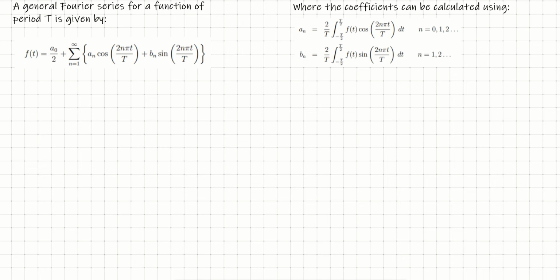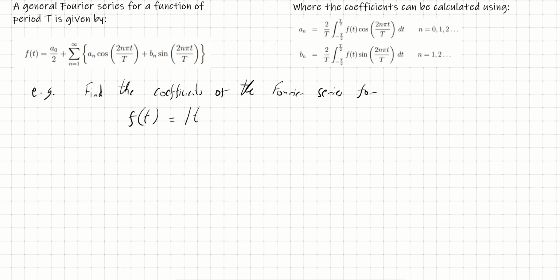Our example will be to find the coefficients of the Fourier series for our function, which is going to be defined by f(t) is the modulus of t. And we're going to define this for t between -2 and 2.